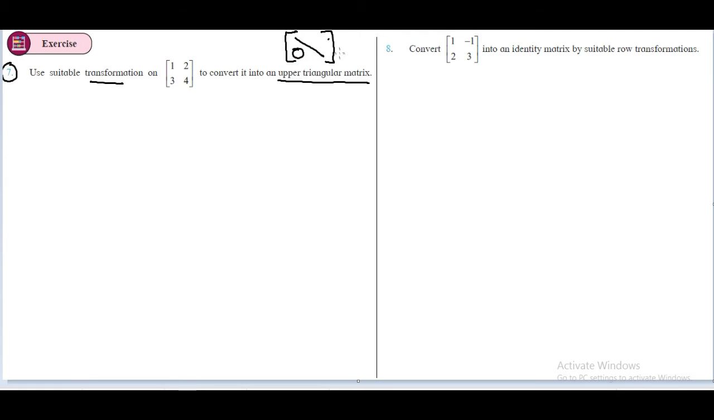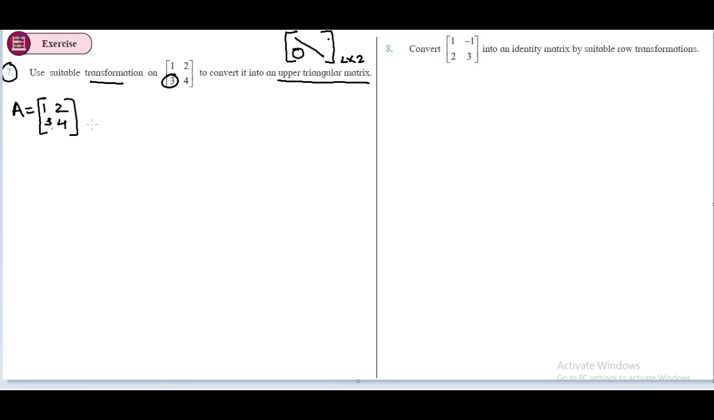Okay, now this is a 2 by 2 matrix, so there will be only one element that will become 0, that is this element. Okay, now let us name this matrix as A. Okay, 1 2 3 4. Okay, this is our original matrix. Now to make it upper triangular matrix, this 3 I have to make it 0.